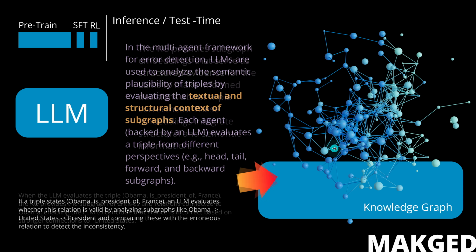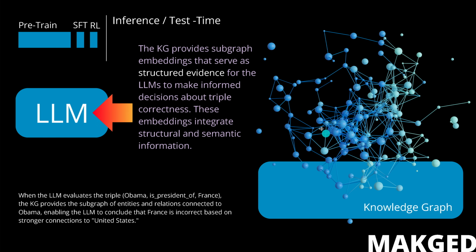Here's a simple example for you. And of course, we have the feedback. And the knowledge graph provides subgraph embeddings that serve now as structured evidence for the LLM to make informed decisions about the triplet correctness. So these embeddings integrate structural and semantic information. Isn't this an elegant but so simple methodology? We know everything about this, and the GitHub code is available for free.